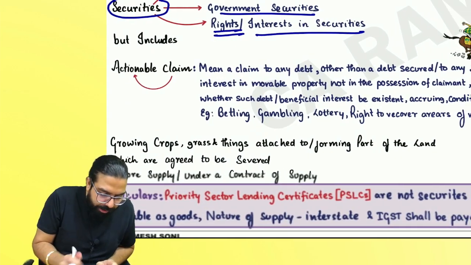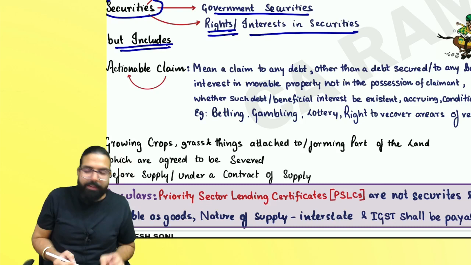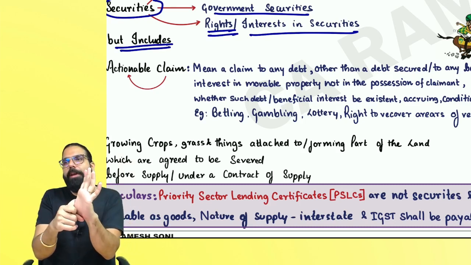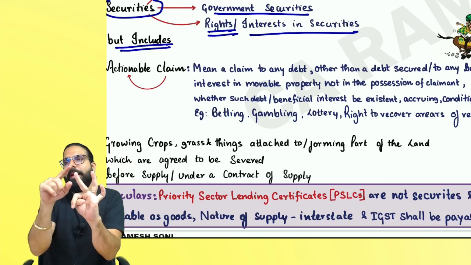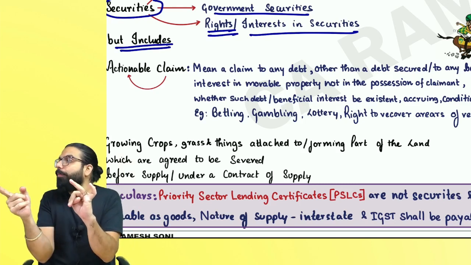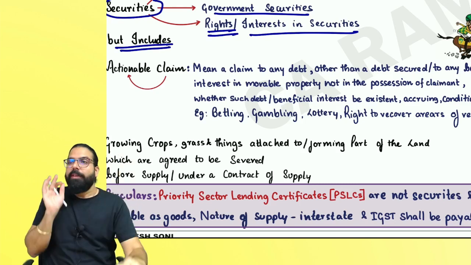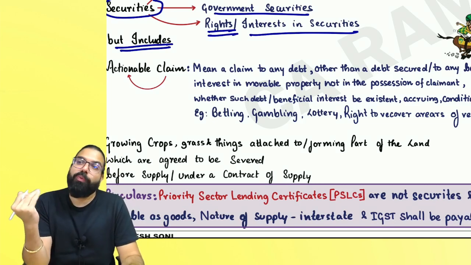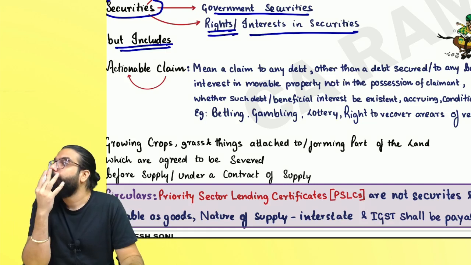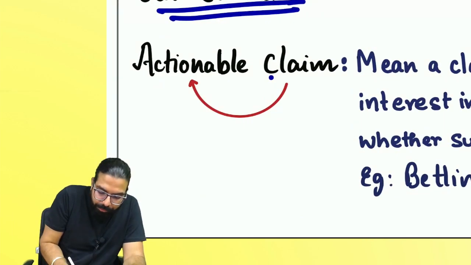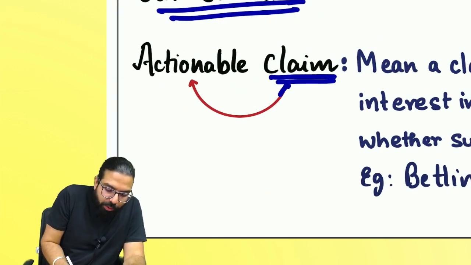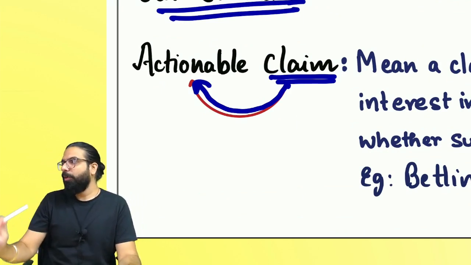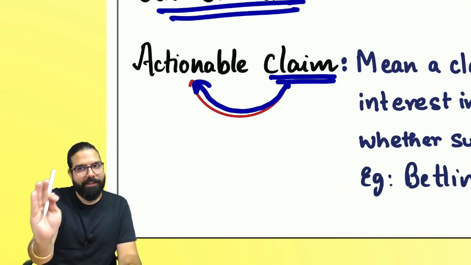The next one over here is, but includes, it says what? Goods means every kind of movable property other than money and securities, but includes actionable claim. See, actionable claim, there's a definition, but I want you guys to first understand and then we read the definition. A claim for which you can take an action in the court of law. Remember this much.